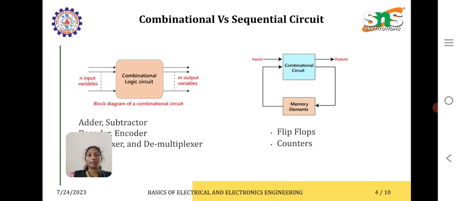Coming to the block diagram of a combinational circuit, it will have n input variables and m output variables. Whereas in a sequential circuit, there will be one input and output. The output will be given through the memory elements again to the input. We can also store data in those sequential circuits. So what will be the applications of combinational circuits? Adder, subtractor, decoder, encoder, multiplexer and demultiplexer are the applications of combinational circuits, and flip-flops and counters are the applications of sequential circuits.